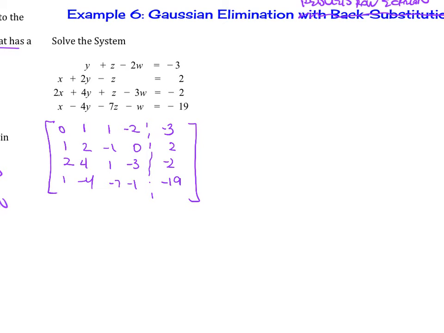Okay, so first off, I want to switch rows 1 and 2 because I see this is 1 already. So I'm going to switch the rows. So this is 1, 2, negative 1, 0, 2, and this is 0, 1, 1, negative 2, negative 3.